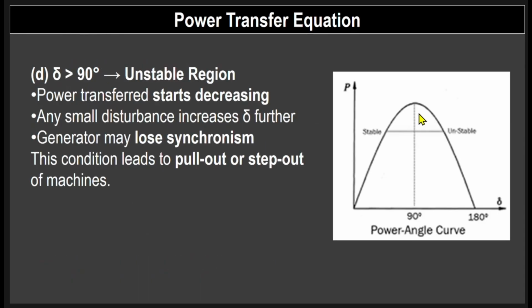Now the region greater than 90 degrees, that is this region, is called the unstable region. Here, with the increase of delta, the power transfer starts decreasing.